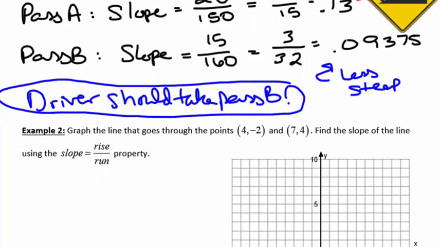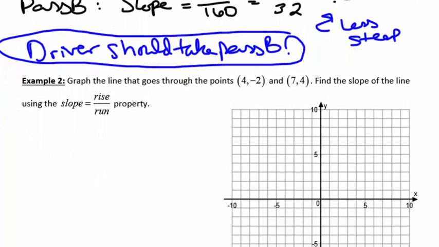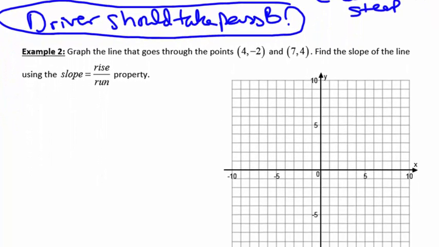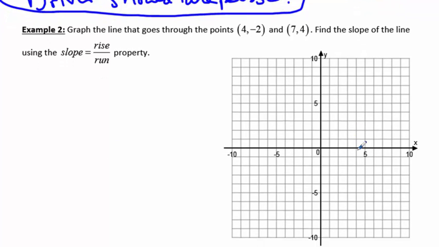In example 2, we want to graph the line that goes through the ordered pairs (4, -2) and (7, 4). So let's graph (4, -2) and (7, 4). And we want to connect these with a line. Use your ruler to connect them with a straight line that goes through both ends of the graph and connects those two ordered pairs right through the corner of the boxes.